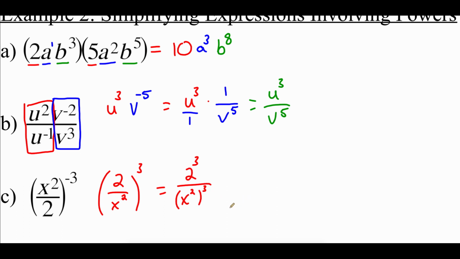Now there is a little bit more simplifying that we can do here. 2 cubed is actually 8. And on the bottom we have a power being raised to another power, so we're going to multiply those together and get x to the 6th power.